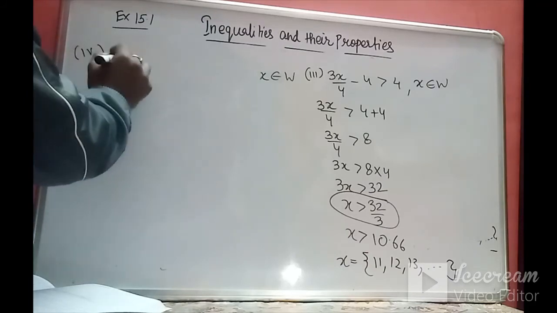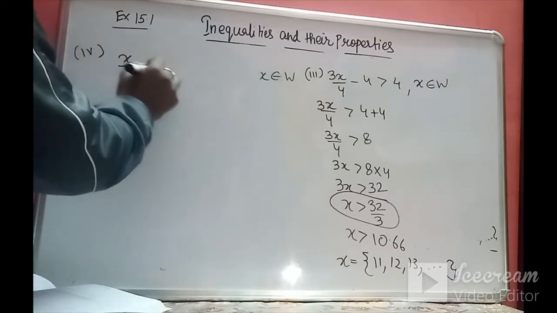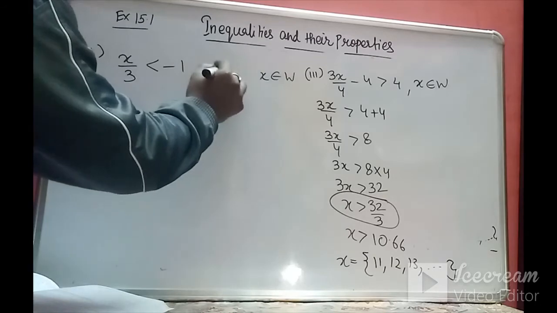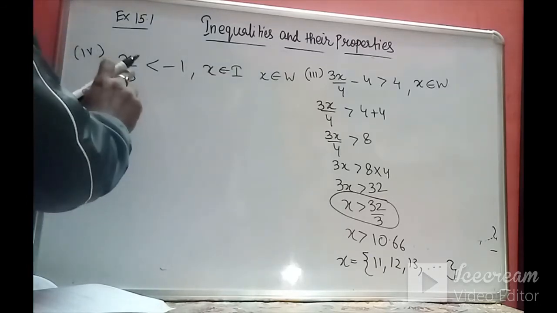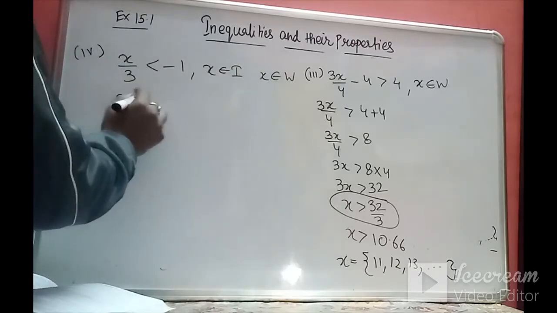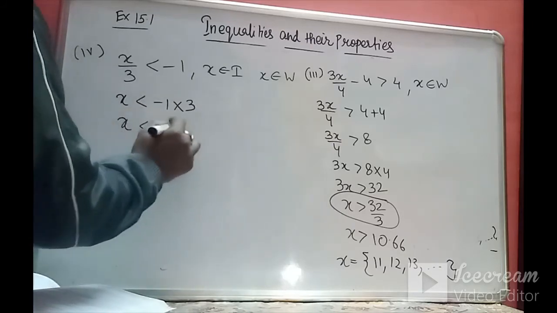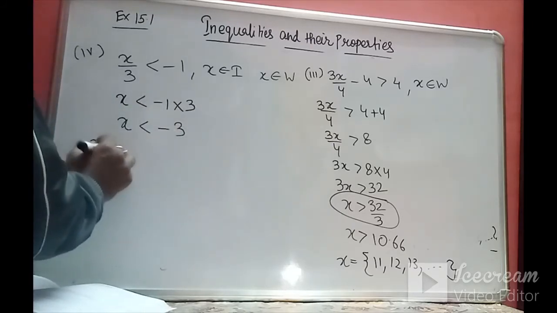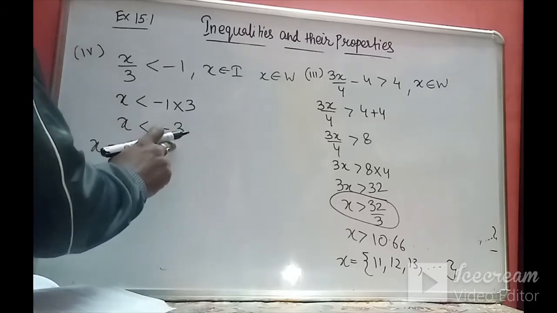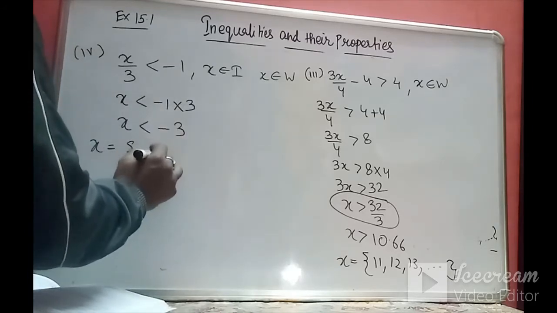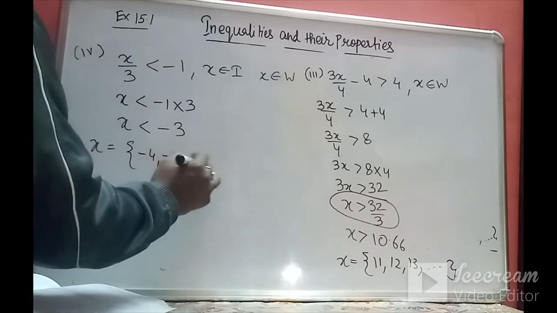Then suppose it is like x/3 < -1 and x belongs to integer. So I will simply take 3 there, and since it is a positive number, the inequality will not change. It will be x < -3. So all the integers less than -3, that means -4, -5, -6 and so on.